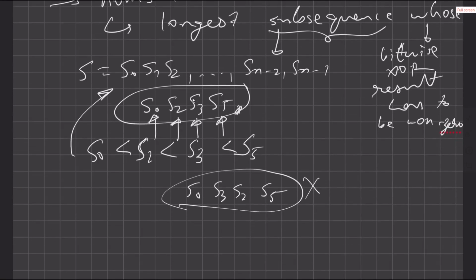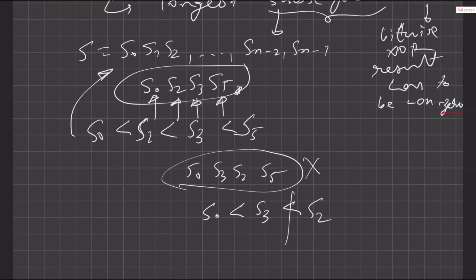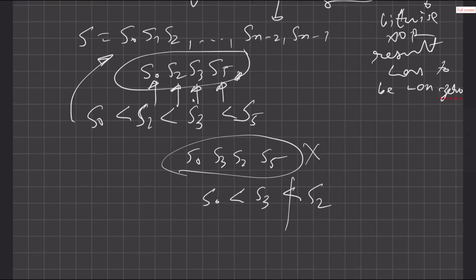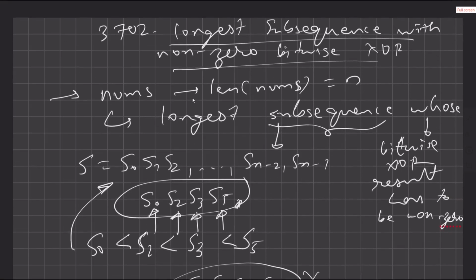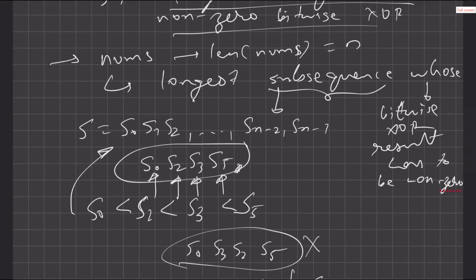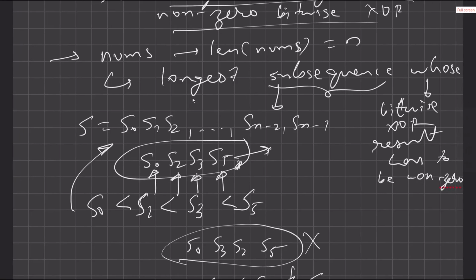Like s0 comes before s3, which is correct, but s3 comes before s2 is not correct. So here the ordering is not maintained. In the case of a subsequence, ordering has to be maintained. So you can choose any elements from the string, and they can form a subsequence. I just gave the example of a string; similarly it holds for the nums array.